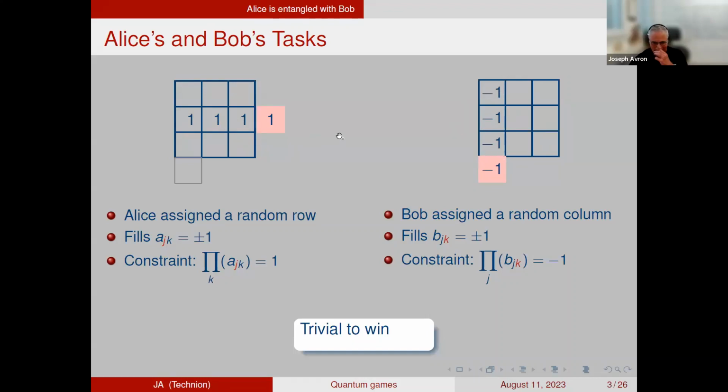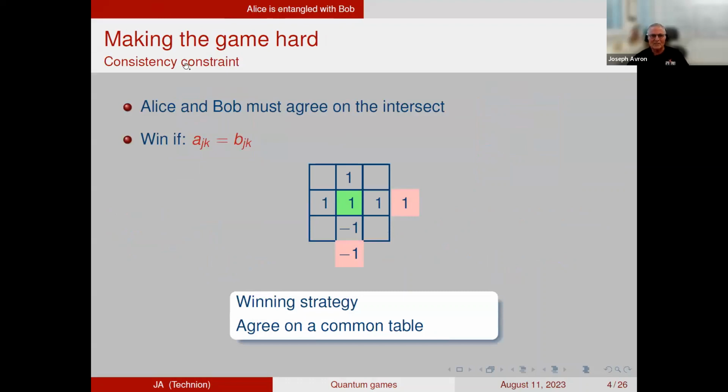So to make the game interesting and non-trivial, here is now a second constraint. It makes the game hard. The constraint is that the intersect of, say, Bob's column with Alice's row is such... Sorry, Yossi, you did not define what is winning. Yes, I'll tell you now what is winning.